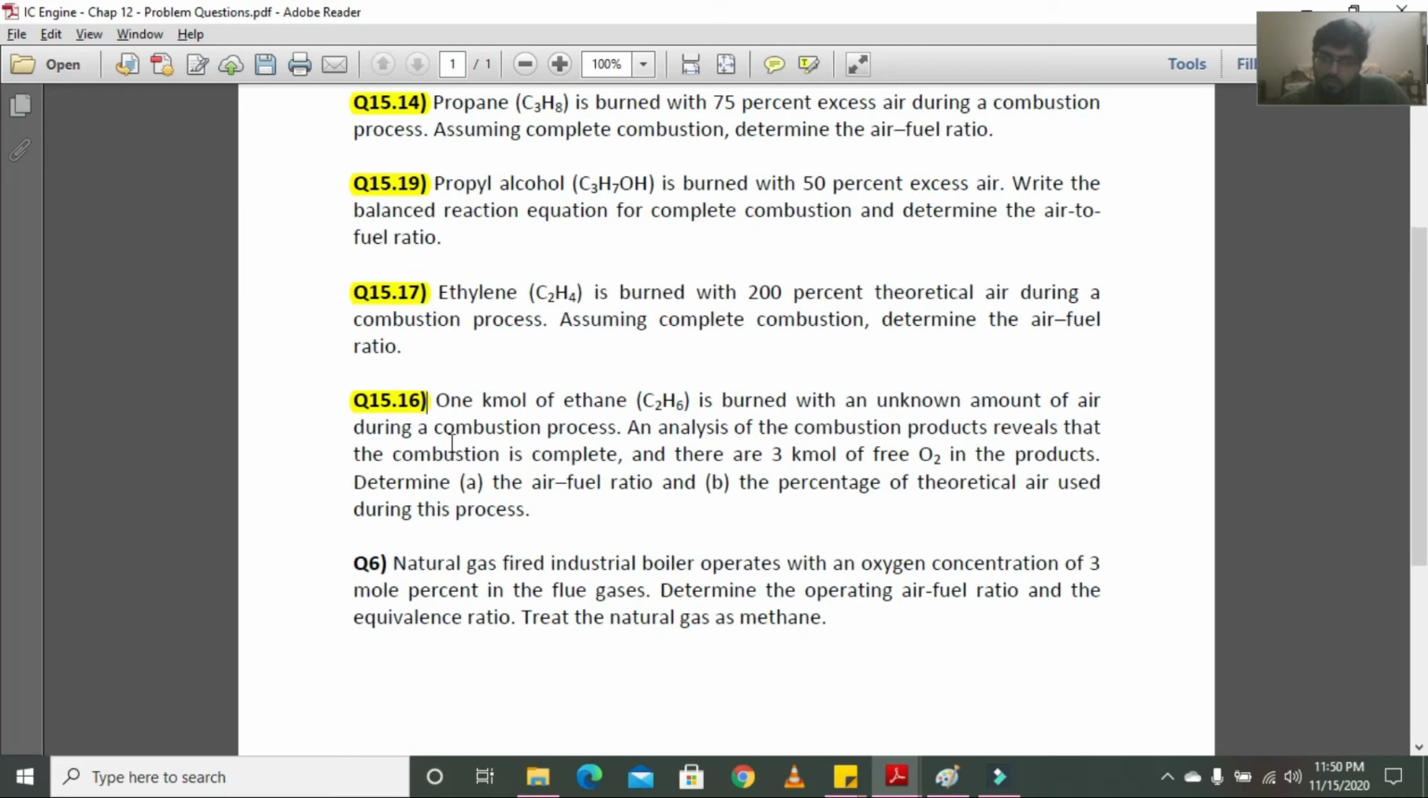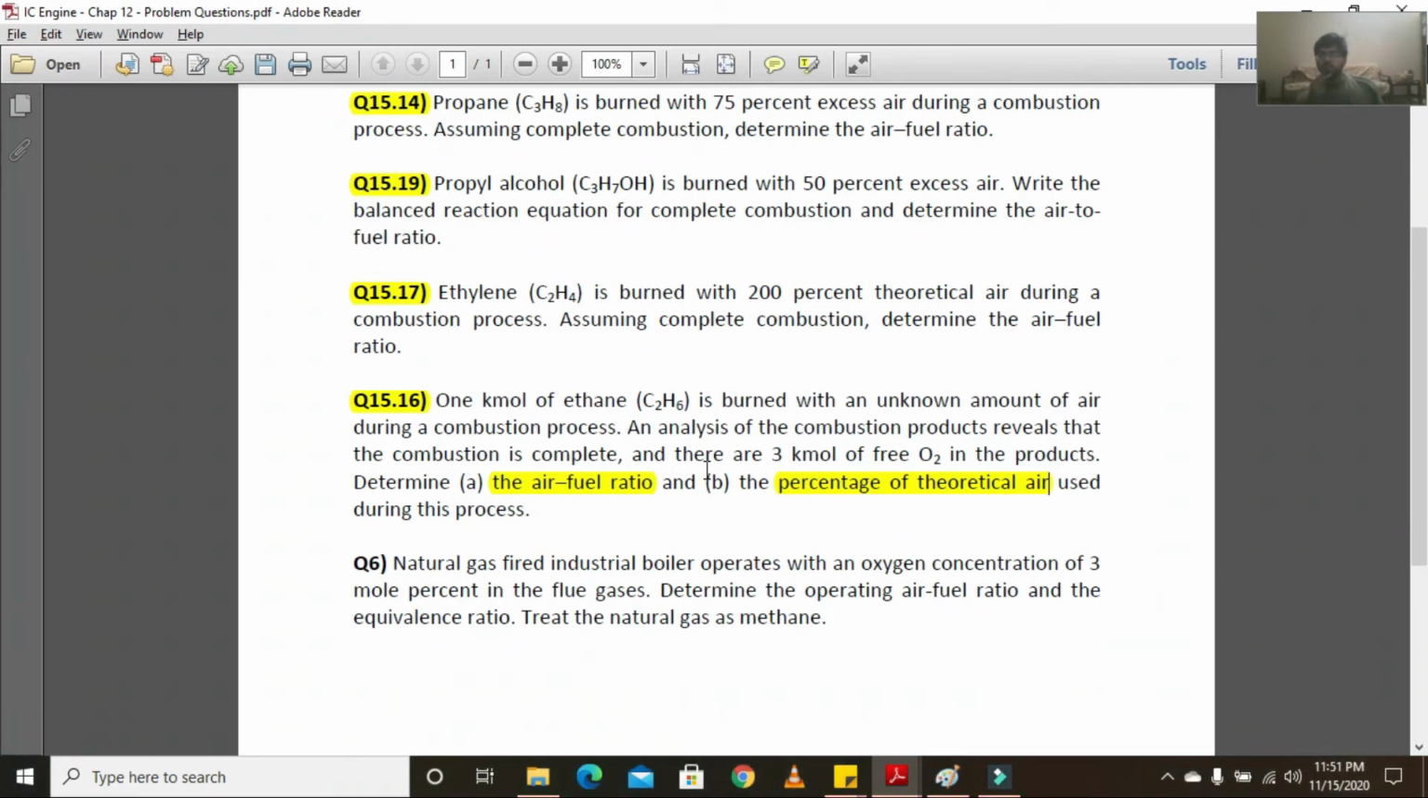So an analysis of the combustion product reveals that the combustion is complete, means we have carbon dioxide and water vapors, and there are 3 kilomoles of free oxygen in the product, means we have 3 kilomoles of free oxygen, which is not being utilized in the combustion. So we have to determine the air fuel ratio, and then the percentage of the theoretical air which is being used here in this question during the combustion process.